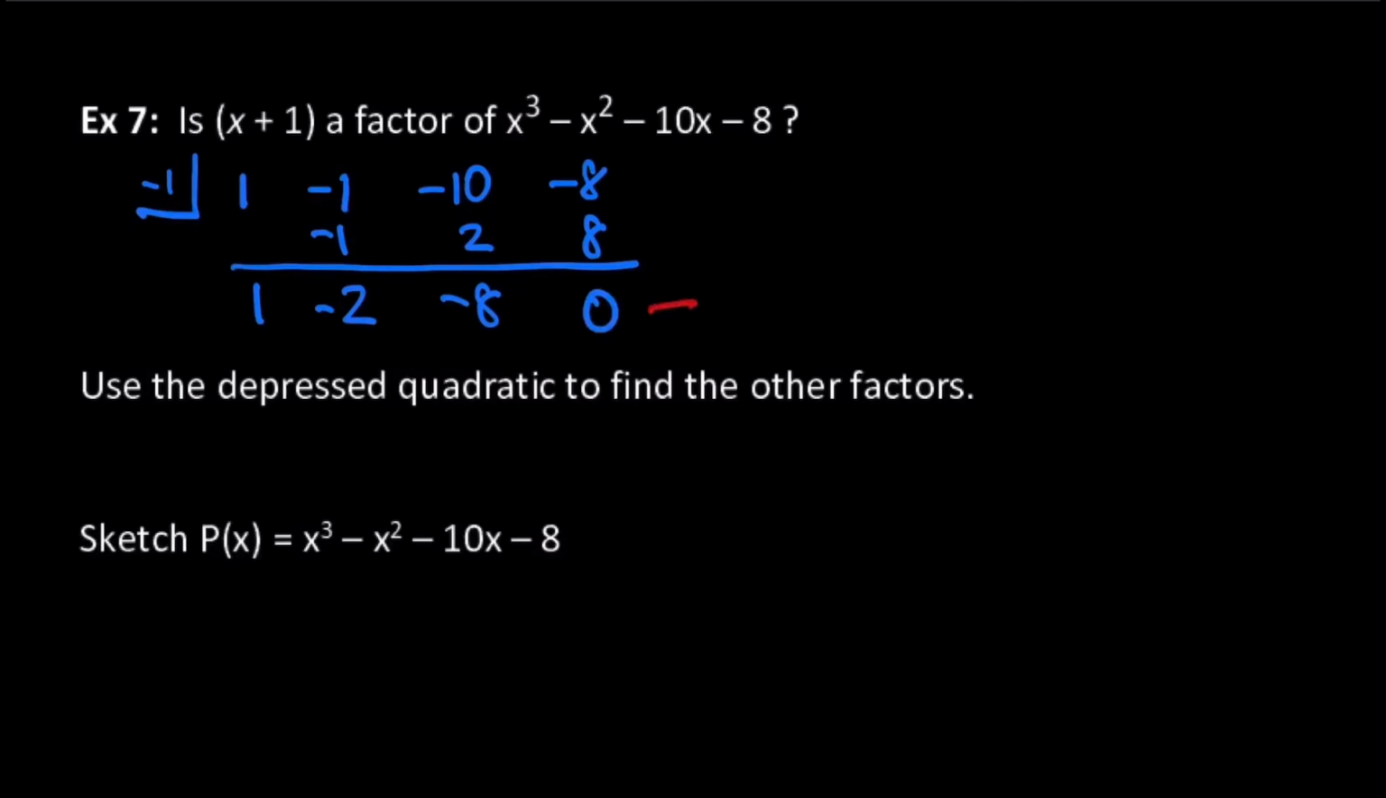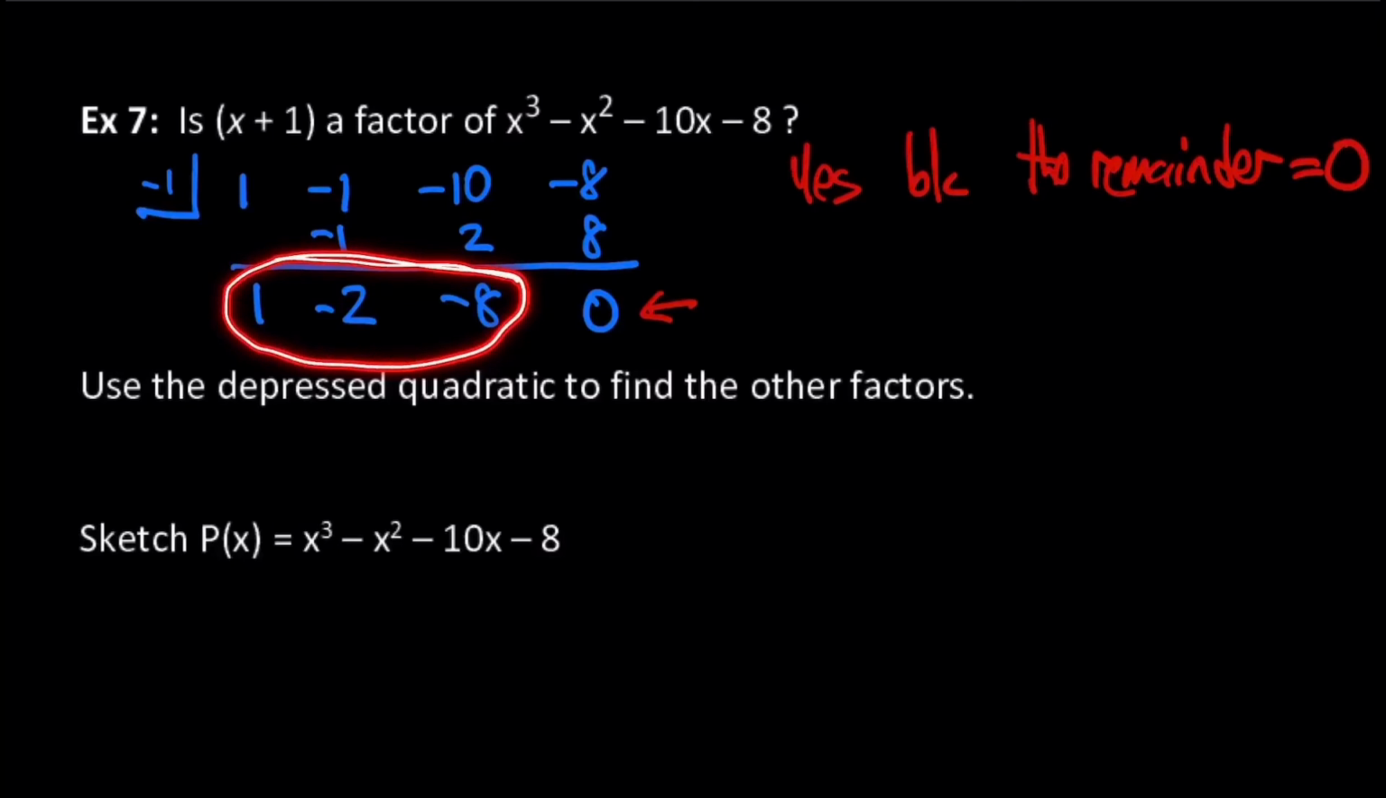All right, so notice, remainder is 0. Is that a factor? Yes, because the remainder equals 0. So now it says use the depressed quadratic to find the other factors. My depressed quadratic comes from this. Remember what these numbers represent. They represent the coefficients of the depressed quadratic. I started with a cubic and I divided off an x. So this represents an x squared. That's an x. That's my constant, and that's my remainder.